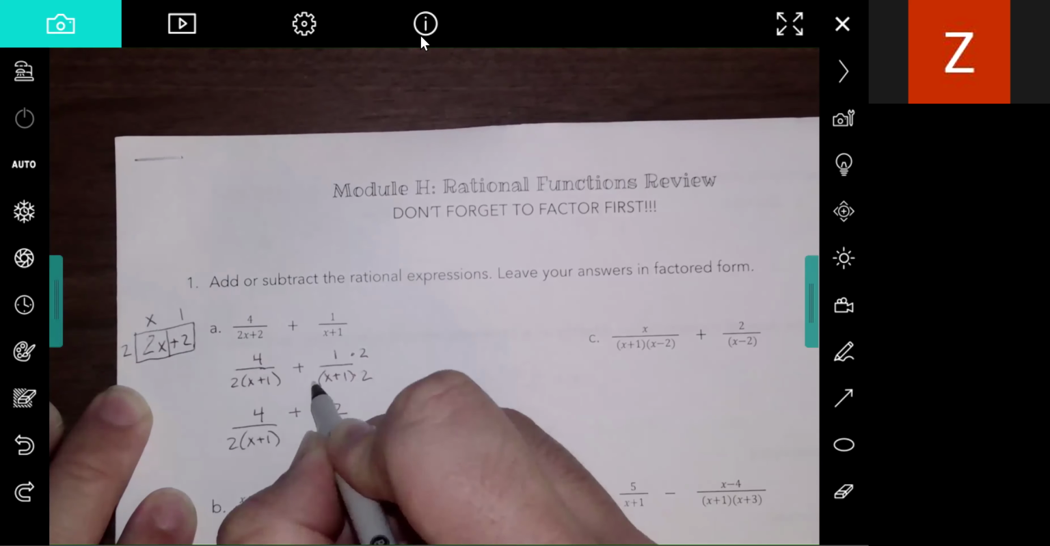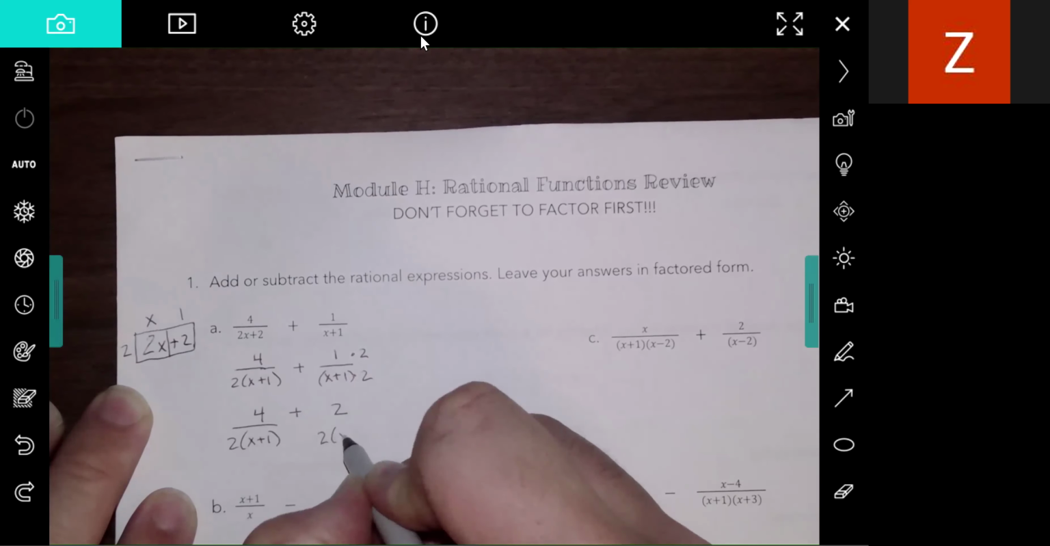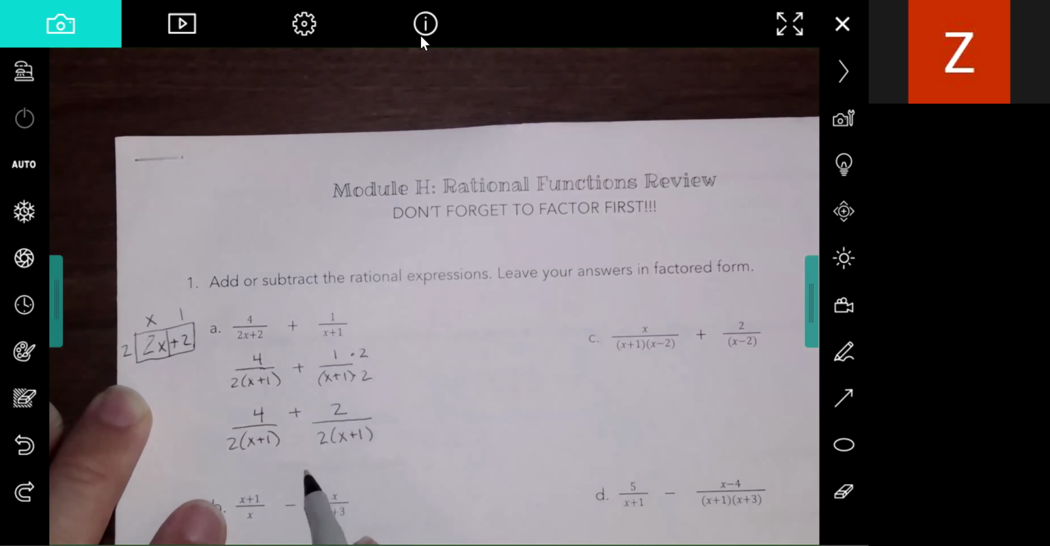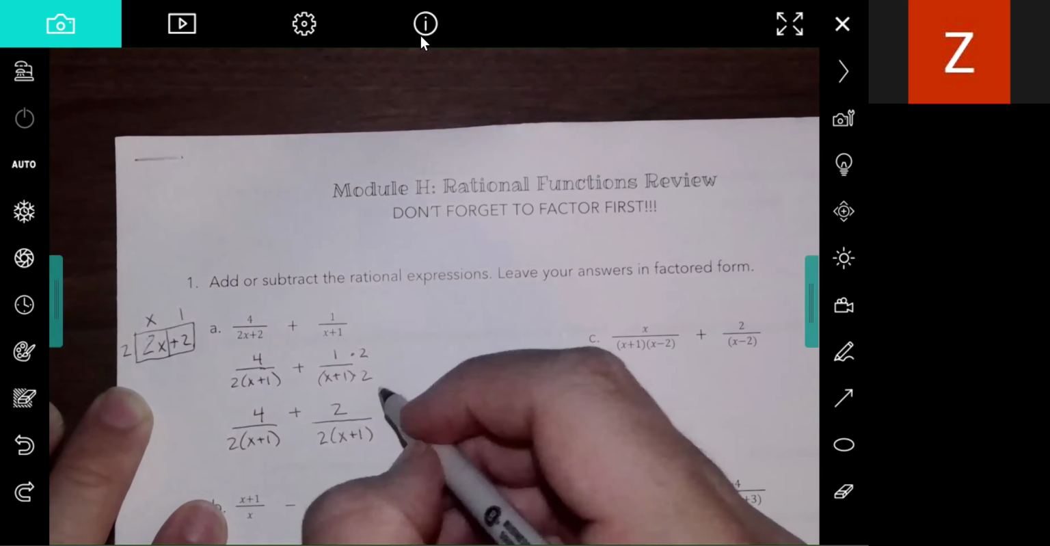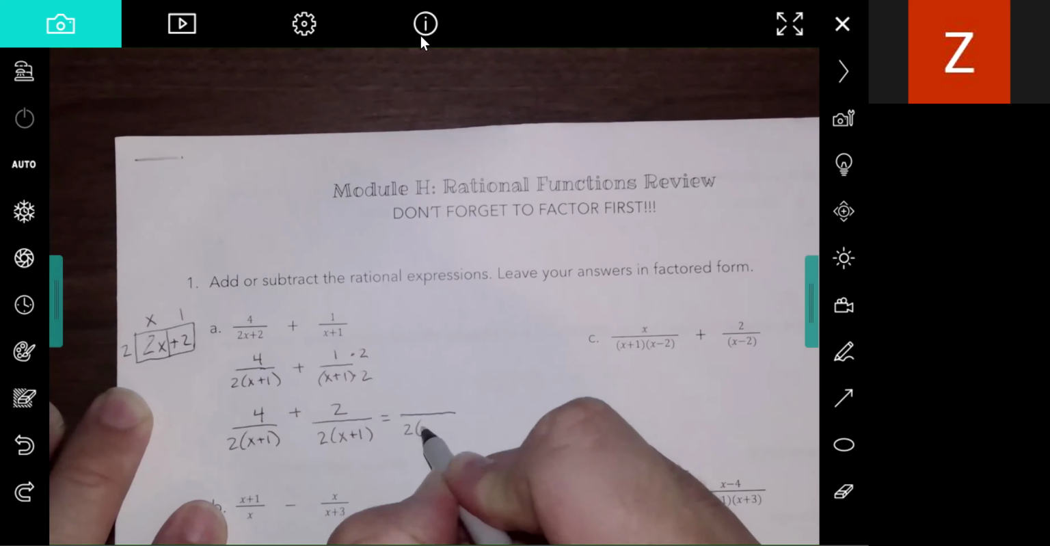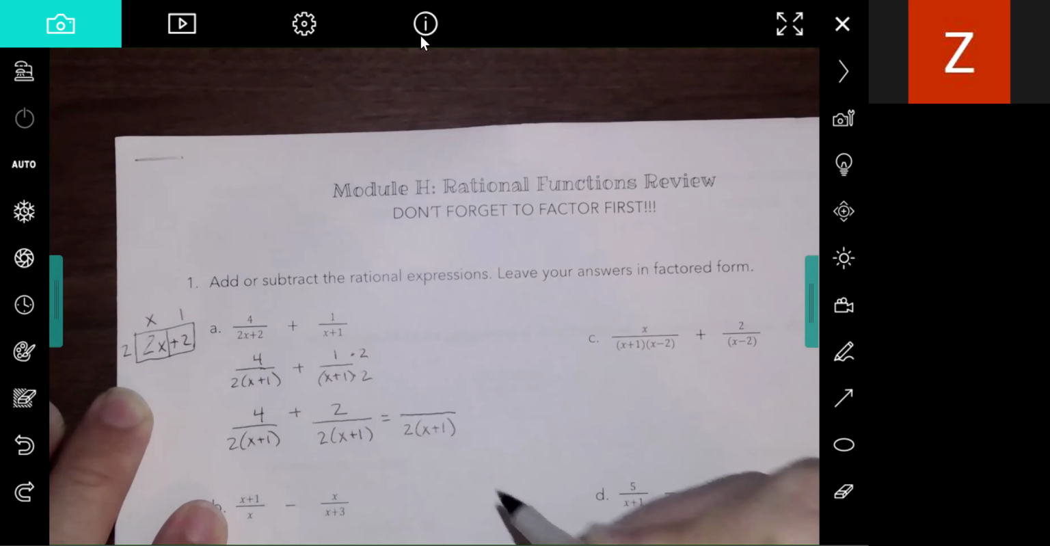If I just move this 2 in front, that just makes it look a little more like they're the same. We have 2 times x plus 1 in the denominator here as well. Now that we have a common denominator, we can just add, keeping that same denominator, 2 times x plus 1 in the bottom, and 4 plus 2 makes 6.